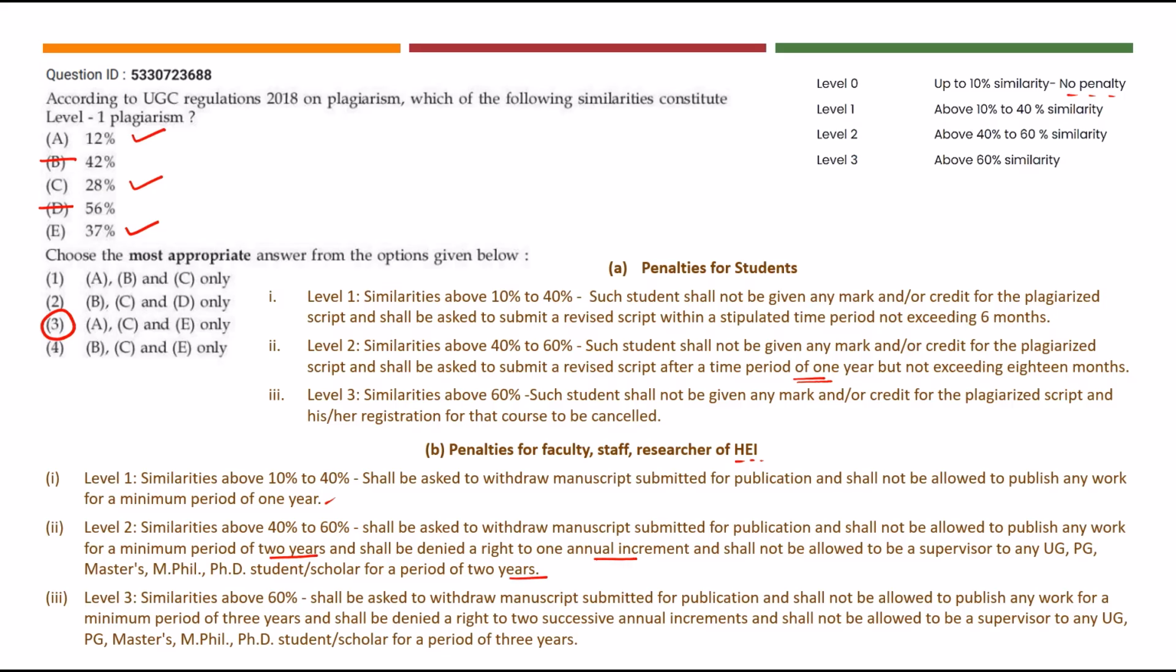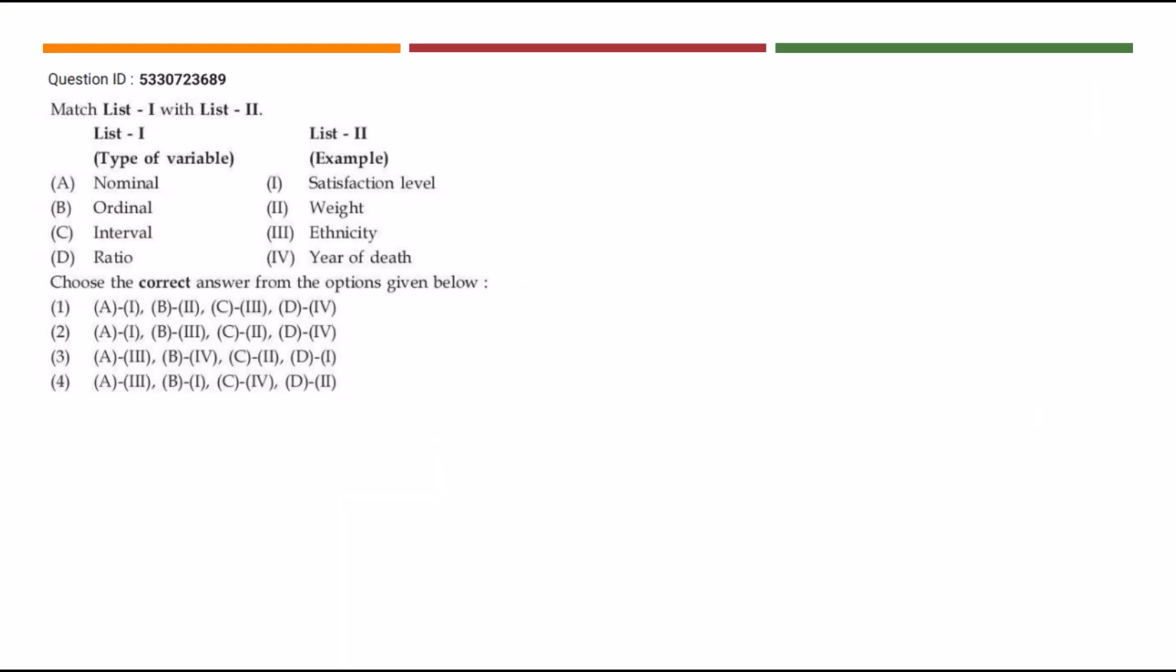What about level 3? They will be asked to withdraw the manuscript and shall not be allowed to publish any work for a minimum period of 3 years, and they will be denied the right to 2 successive annual increments and shall not be allowed to be a supervisor to any UG, PG, Masters, MPhil, PhD scholar for a period of 3 years. Once you have come to the level of plagiarism, it's good that you know what kind of penalty students and faculty will receive, so that it might help you in some other question paper. Next question, match list 1 with list 2.